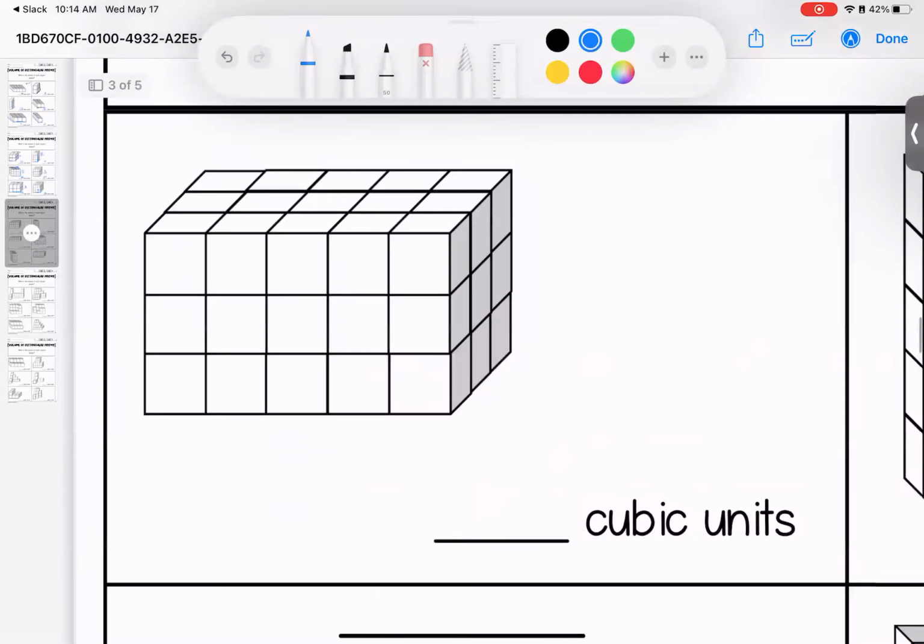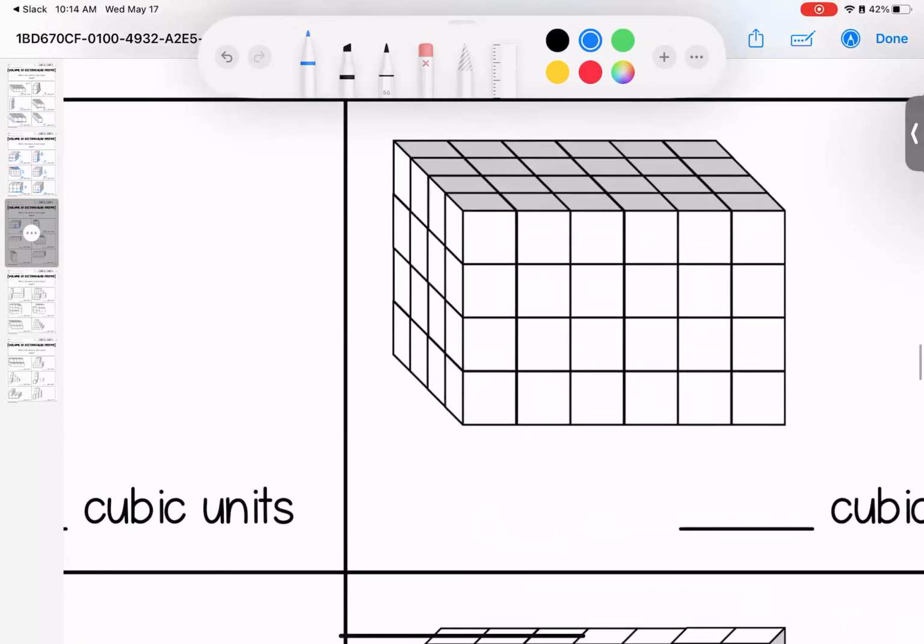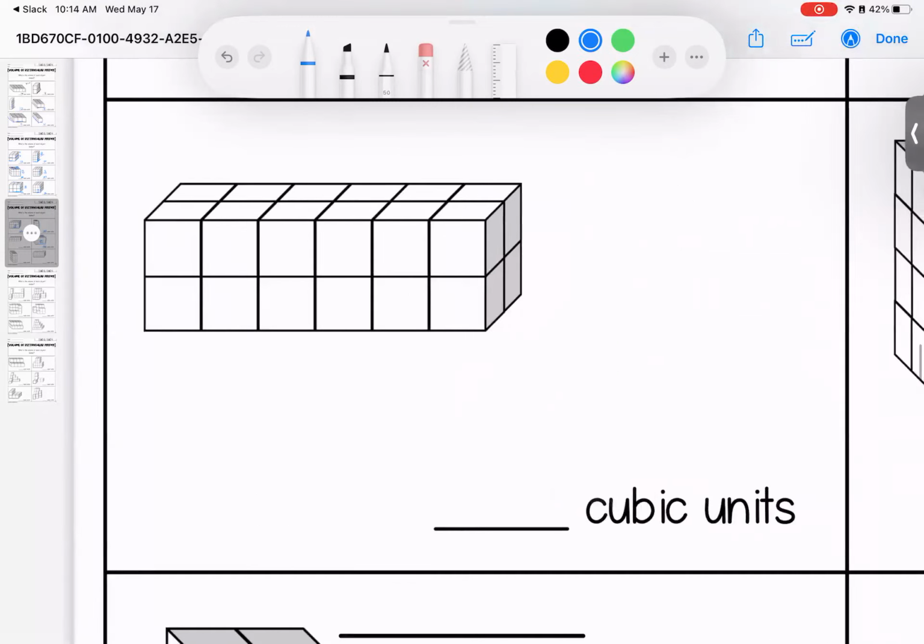All right, same thing. Figure out the first volume and count your layers. So this one is 5 by 3, which is 15. I have 1, 2, 3 layers, so 45. This one is 2 by 5, which is 10. 2 layers is 20. Here we have 6 by 4, which is 24. But there's 4 layers, which is 96.